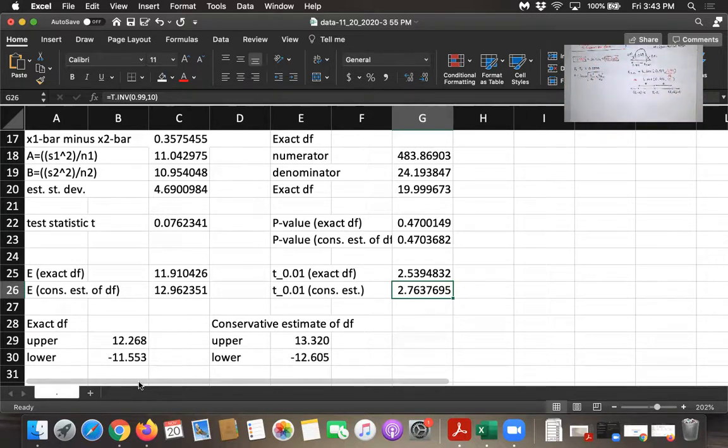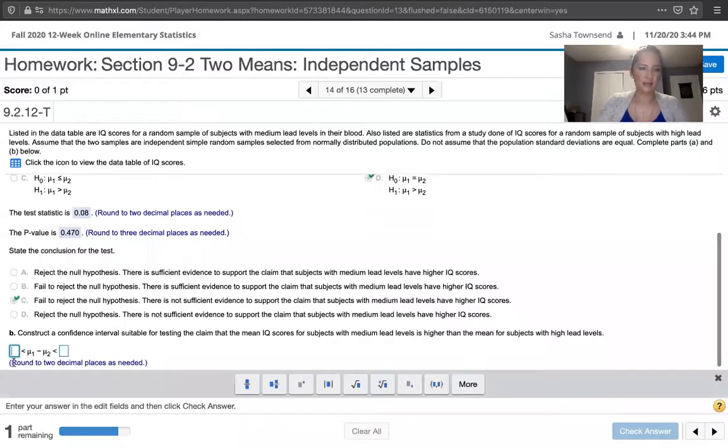Let's see if MyLab Statistics likes that. It's probably going to like that better than this conservative estimate, but MyLab Statistics, excuse me, should accept both answers, because we know that students are using different resources to answer these questions. Okay, so my lower limit is negative 11.553, and my upper limit is 12.268.